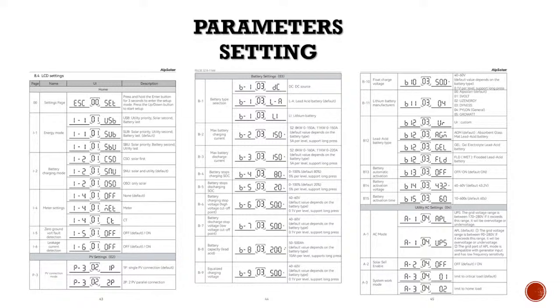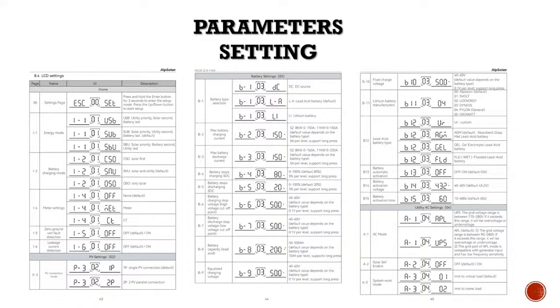So we put it on DC source, or probably use other means for DC source, probably a fan or windmill. So you put it on DC source. If you're using a lead acid battery, you set it on B1. Then B2 is the maximum charging current. If you want a particular current to charge your battery, you set it here as well.